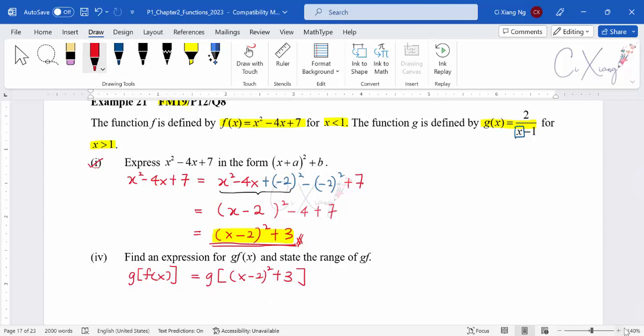Let's see how we substitute it. I'm having 2 divided by the x, which I change to (x minus 2) squared plus 3. And then minus 1 at the back, so I just put a minus 1 here. From here you can see it is the composite function g(f(x)). Of course, I can further simplify it, where I will have 2 over (x minus 2) squared plus 2.